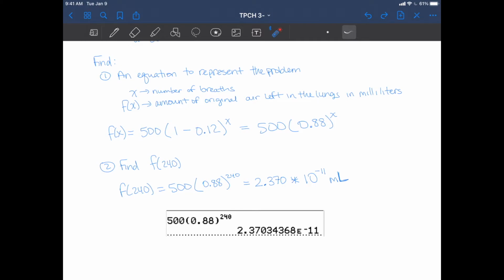L is for the liters. Milli, the small m, is for milli. Okay, so you can write it out like this, or you can write milliliters like that.